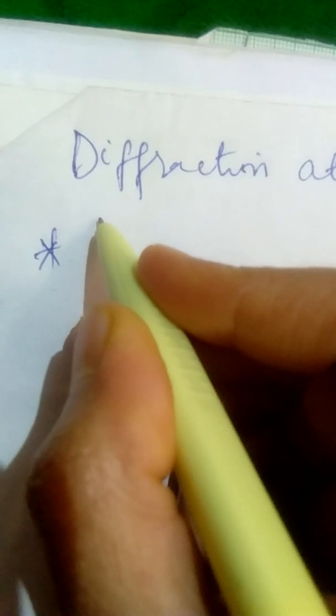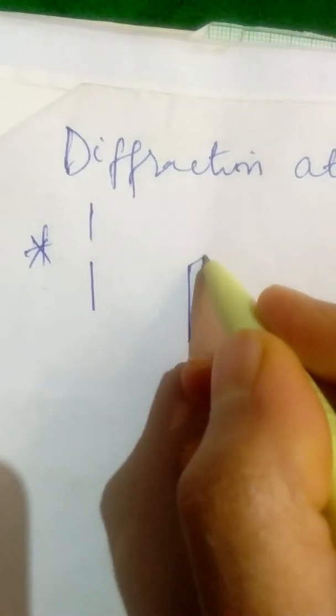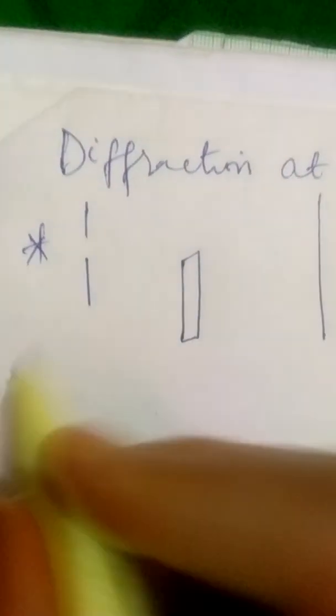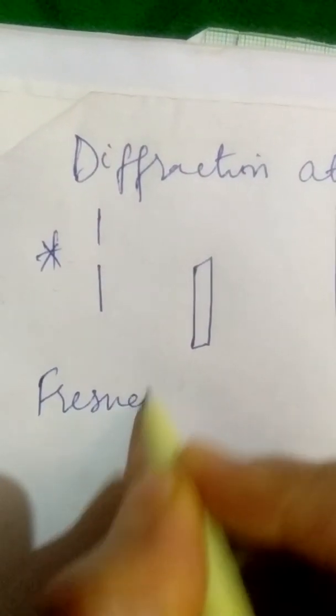Dear students, today we shall be discussing diffraction at a straight edge. Imagine we have a source of light here. It is illuminating a slit, and this slit is further acting as a source of light for an obstacle. Say this is an obstacle, and we have a screen that is placed here. Remember, this is an example of Fresnel type of diffraction.